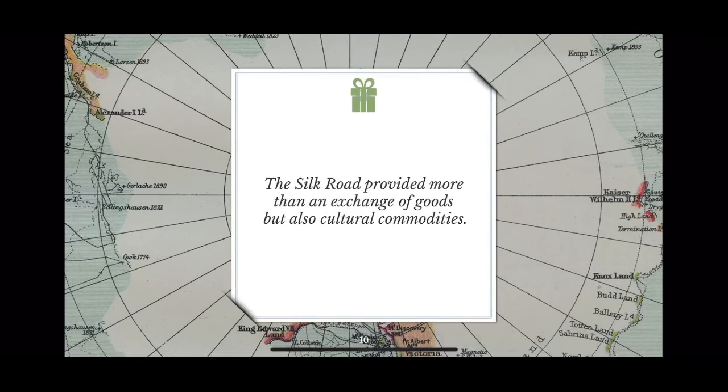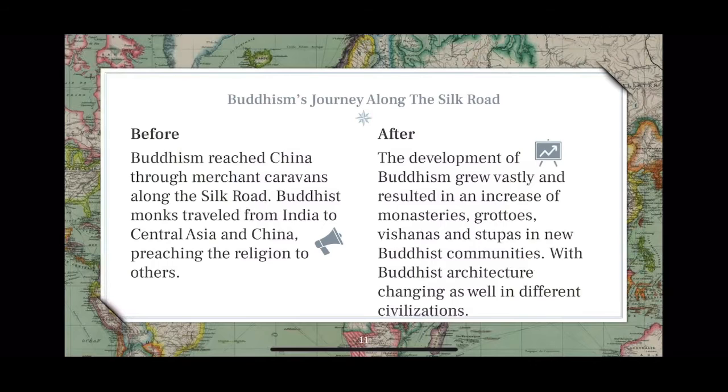The Silk Road provided more than just an exchange of goods, but also different cultural commodities. Widespread trade affected many religions through travelers who would go along trade routes and talk to people about their beliefs and religion. Buddhism was one of the religions of the Kushan Kingdom that reached China. Buddhist monks went from India to Central Asia and China, preaching their religion.